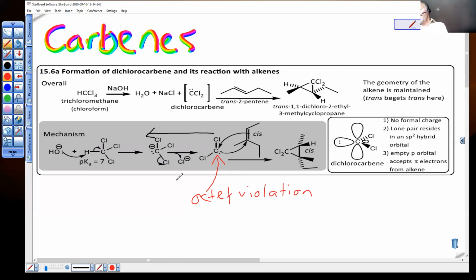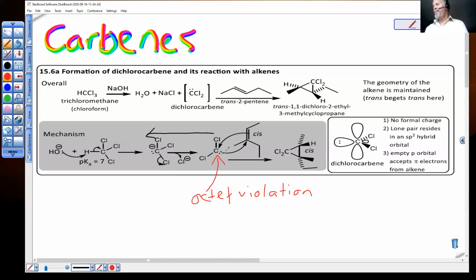Well, you can argue that an anion of carbon is unstable. So by making it neutral, that helped it a little bit. And chloride is a stable species unto itself. So that's not unreasonable to see it leaving. We've seen that many times. So we get a little bit of dichlorocarbene, even though it has an octet violation.